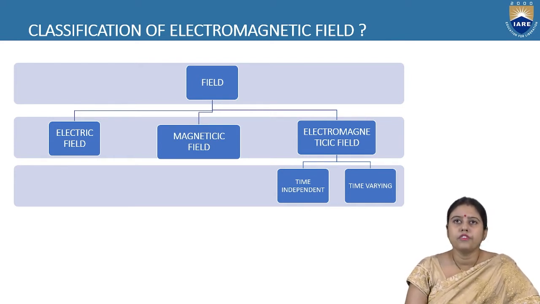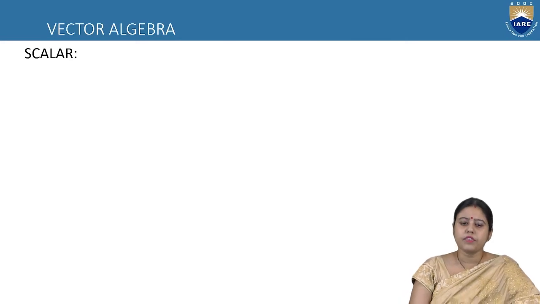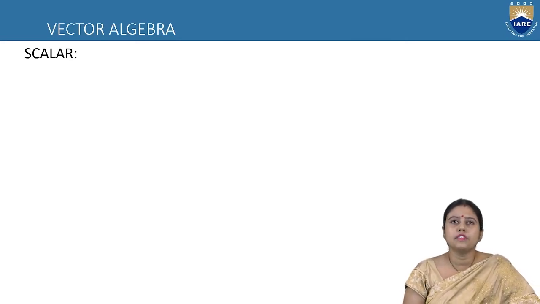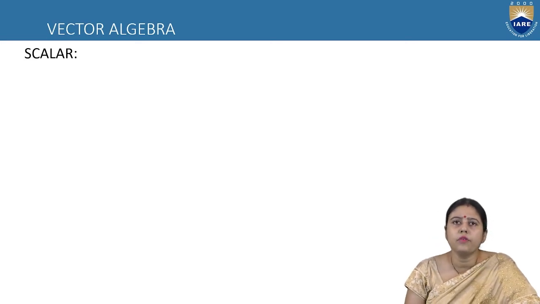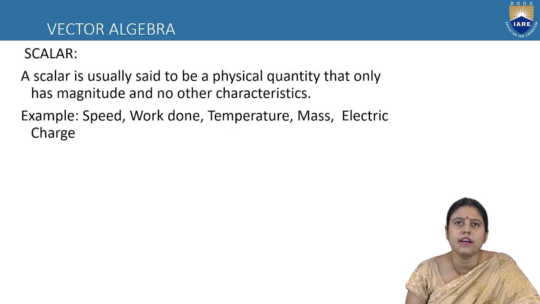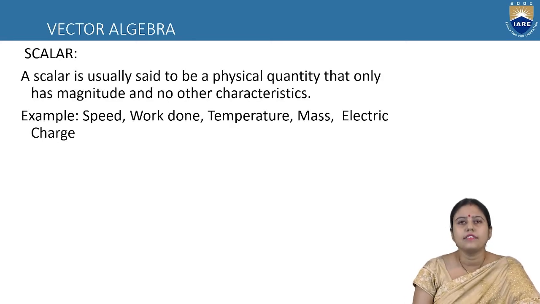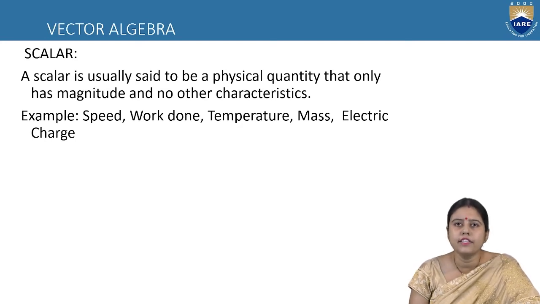Before starting the basics of the field, we will start with vector algebra, which is the main aim for today's class. When we talk about vectors, another word comes to mind, and that is scalar. What is a scalar quantity? A scalar quantity has only magnitude but no direction.